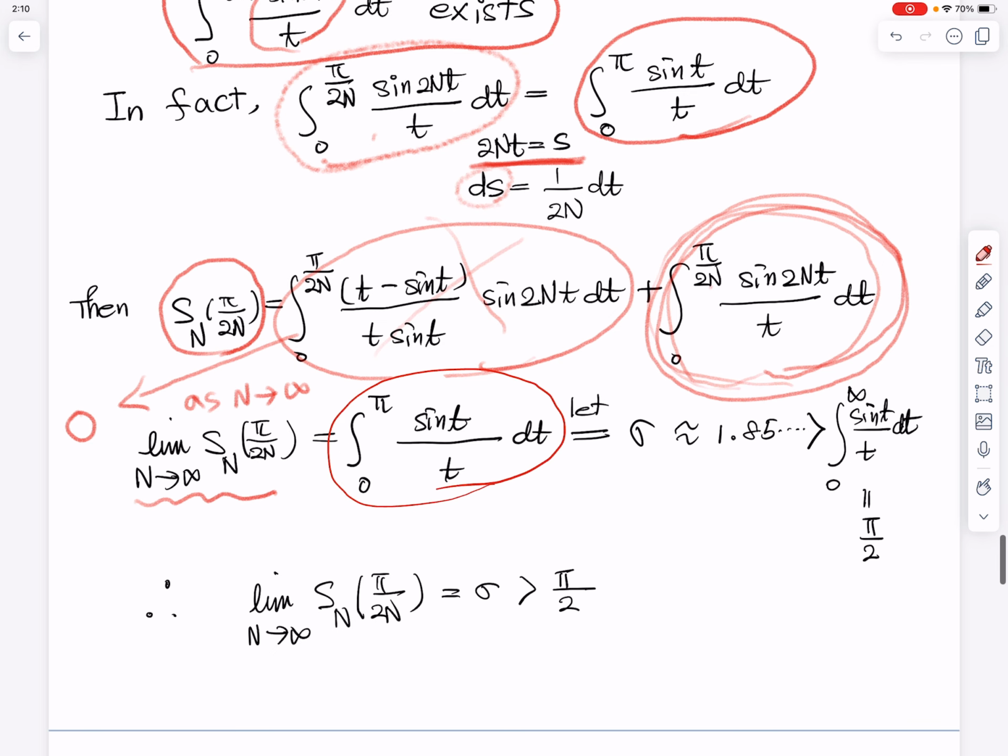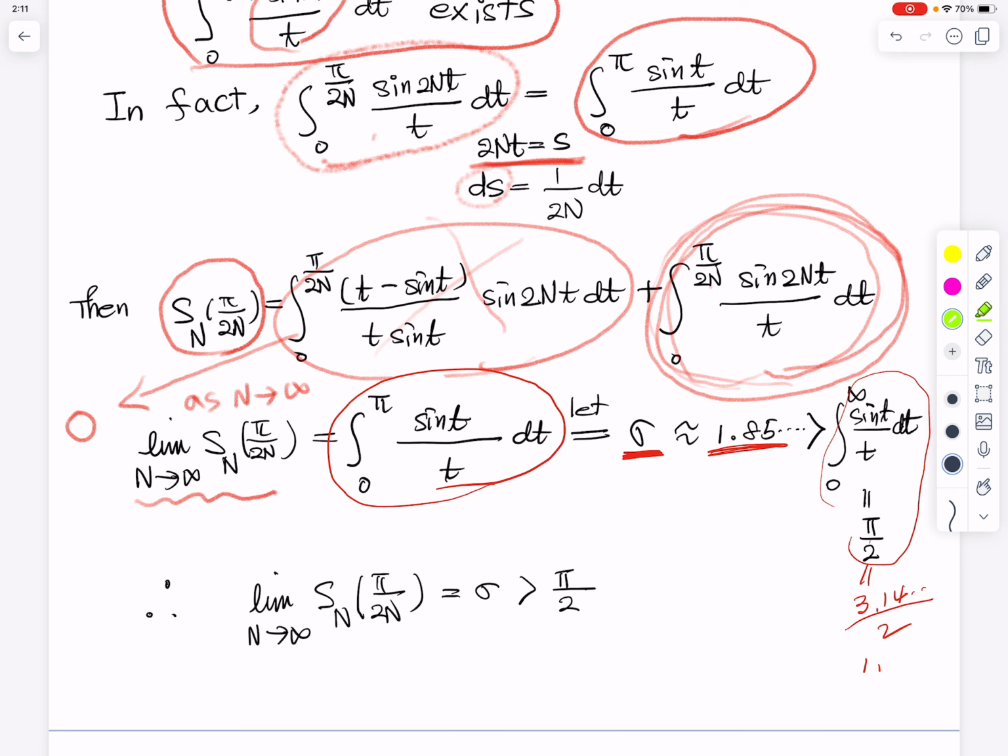This is actually finite, and this is greater than 0. Suppose we call sigma this integral. Numerically it is about 1.85. This is eventually greater than the integral from 0 to infinity of sine t dt, so this is greater than this one. What is this number? Let me check. Anyway, I'm not sure this is true.